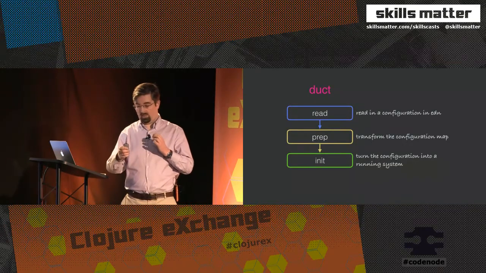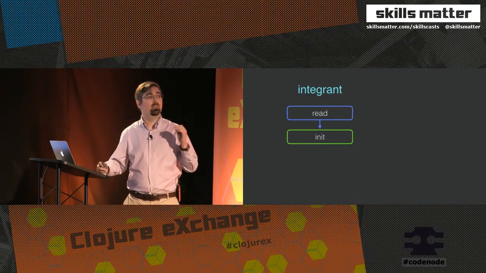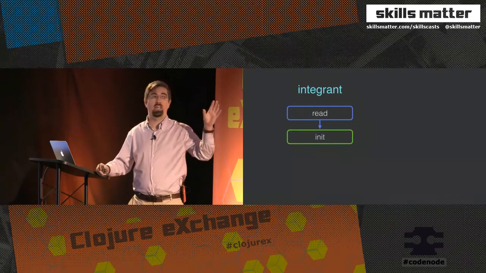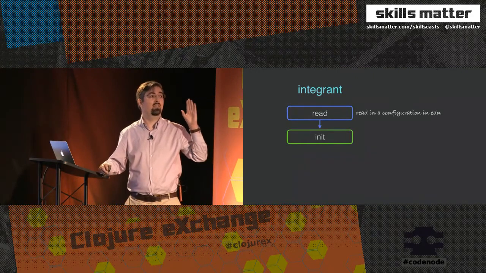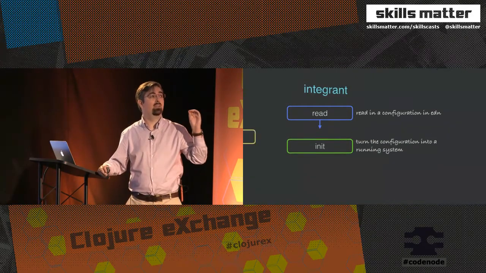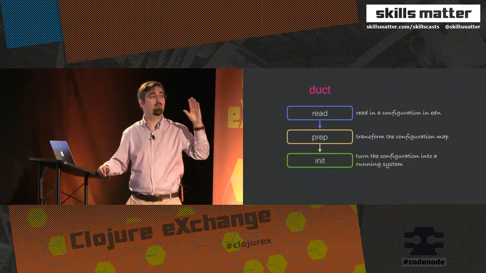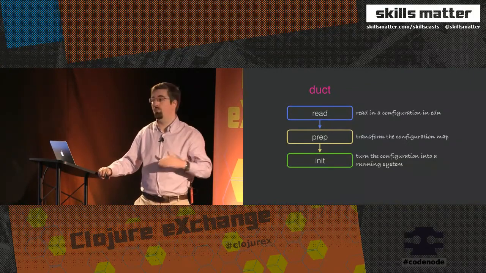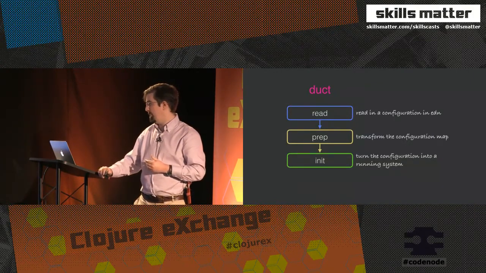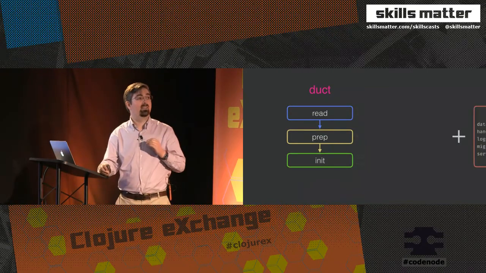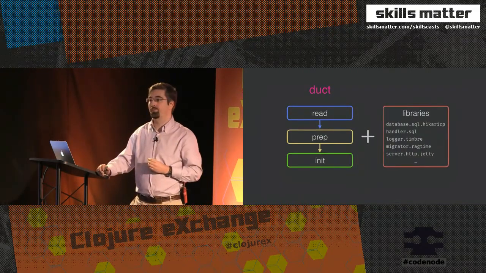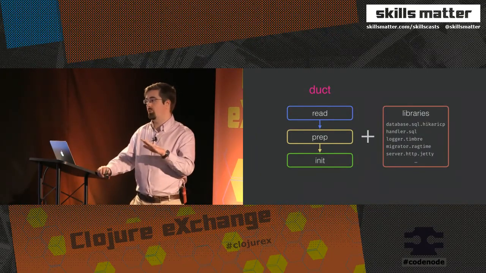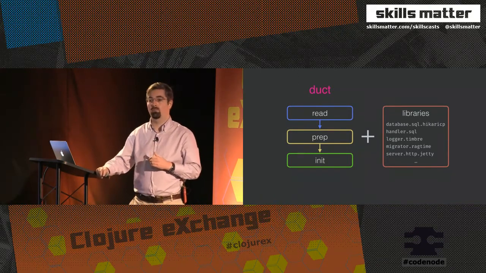So integrand just has read init, and that's just a kind of chain. It just reads the configuration in, it initiates the configuration, and Duct introduces this prep step, which transforms the configuration in some way. Duct also adds in a bunch of libraries. So that's the kind of difference between integrand and Duct.